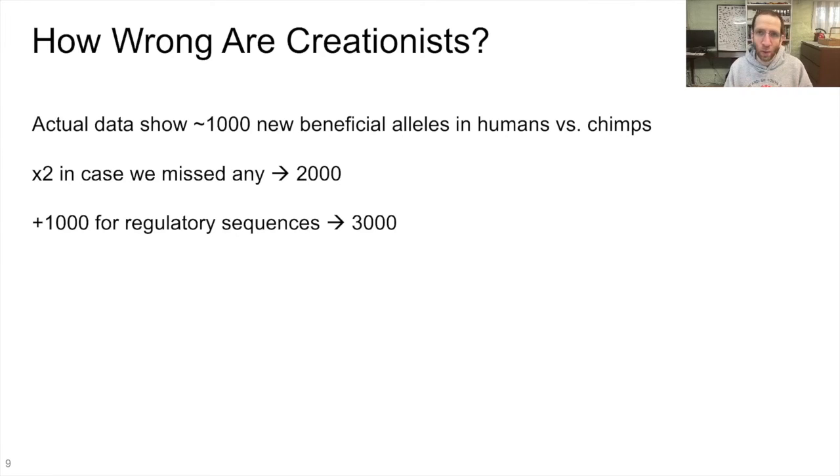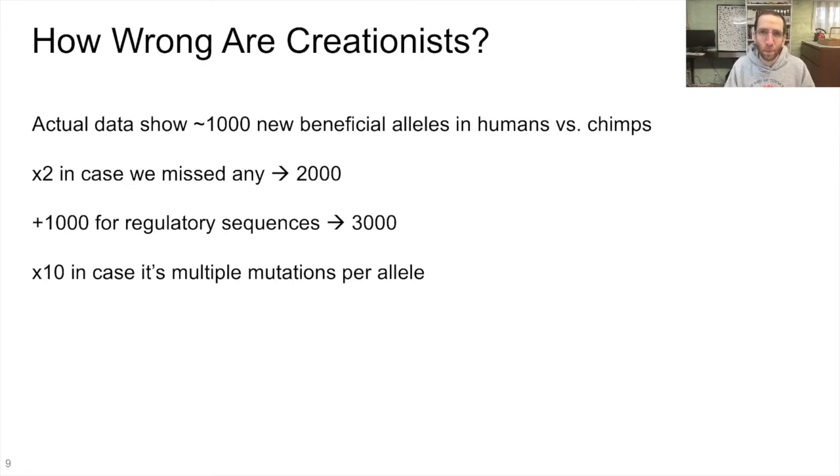But regulatory sequences are a much smaller fraction of the genome than protein coding genes. So if there are 1,000 new beneficial alleles in protein coding genes, are there going to be 1,000 changes in regulatory sequences that are new and beneficial? No, it's going to be a lot less than that. But let's be nice and let's just make it 1,000. So now we're up to 3,000 differences. 3,000. And you know what?